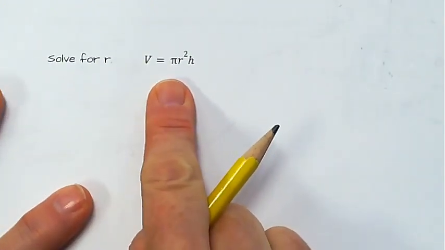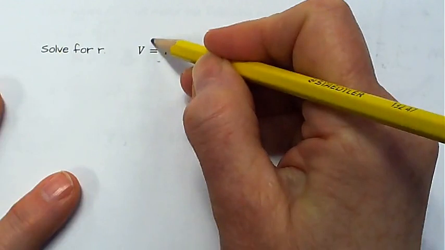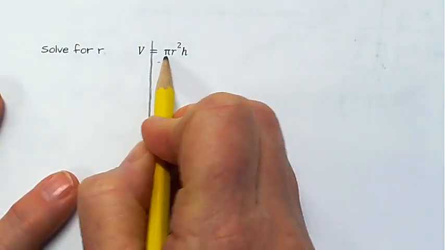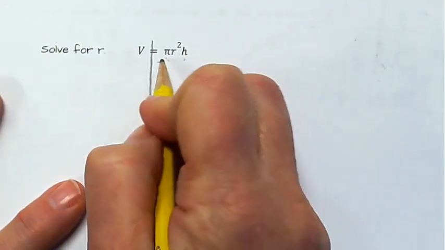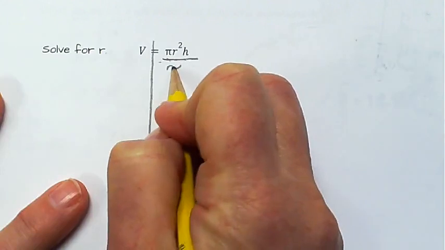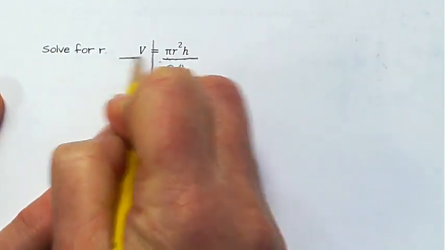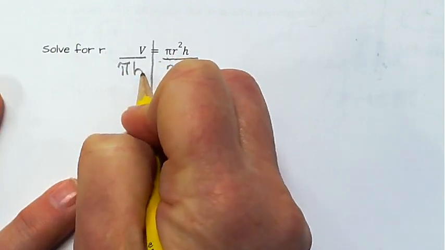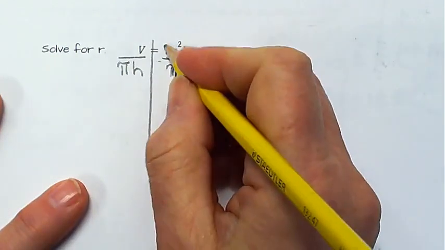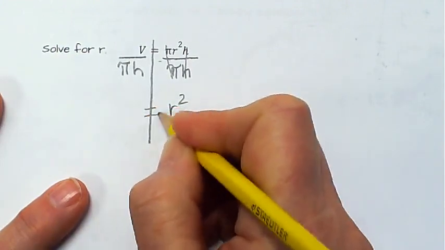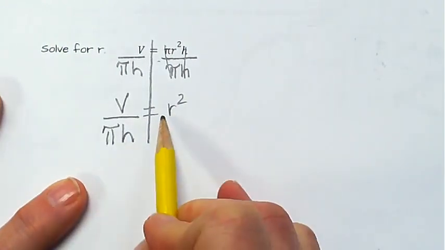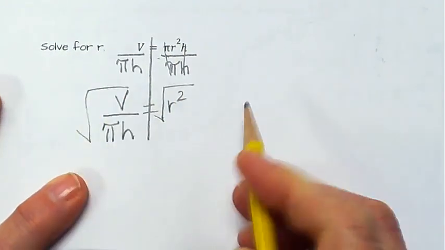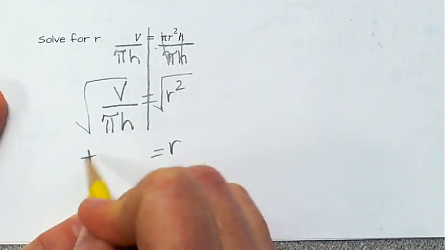So let's solve for r here. We're going to get rid of pi and we're going to get rid of h, and they're both being multiplied by r squared. So let's just get rid of whatever pi h is in one step. So we're dividing both sides by pi h. So r squared equals v over pi times h. Then we're just going to undo the squaring. So square root both sides. R equals plus or minus square root of v over pi times h.